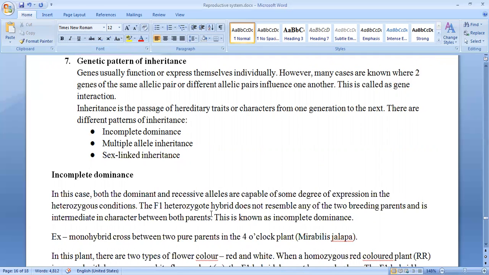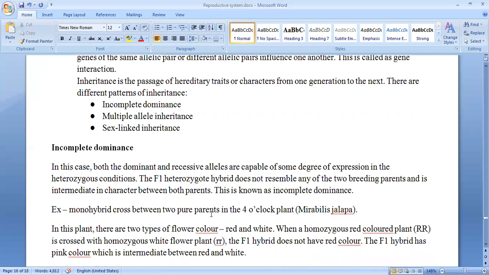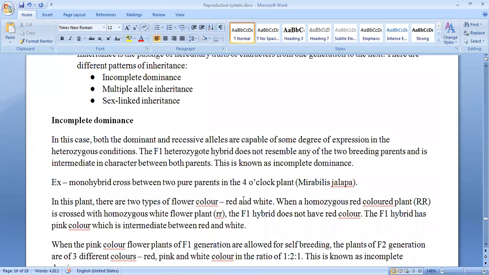In certain plants, for example, there will be alleles which are going to be responsible for a particular trait. Depending on whether that allele is dominant type or recessive type, that quality will be expressed in a particular way. If we take the example of this plant, which is called the 4 o'clock plant because it blooms at 4 o'clock in the evening, the biological name of that plant is Mirabilis jalapa.